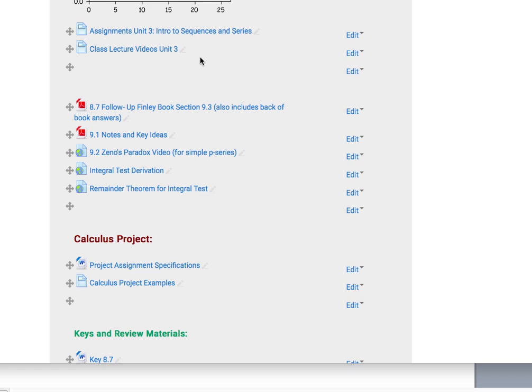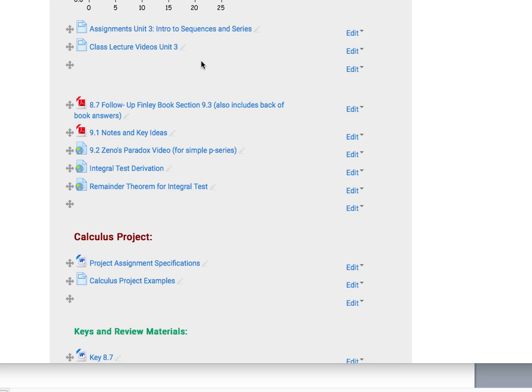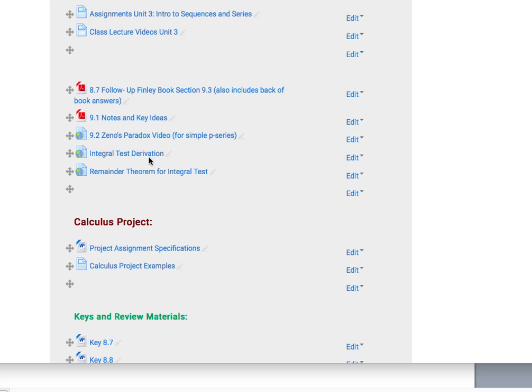But for other kinds of series, that's much more difficult, so we'll be approximating their convergent values in most of the remaining sections this year. So the first thing I wanted you to look at was go ahead and click this link on the remainder theorem for the integral test, because that's what we need to do for section 9.3.